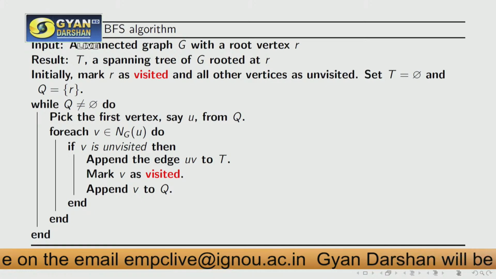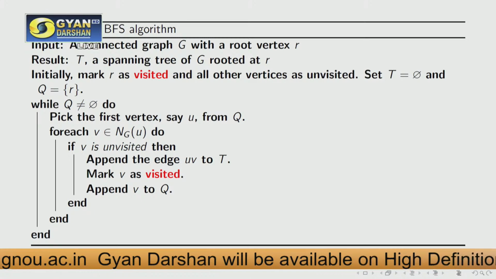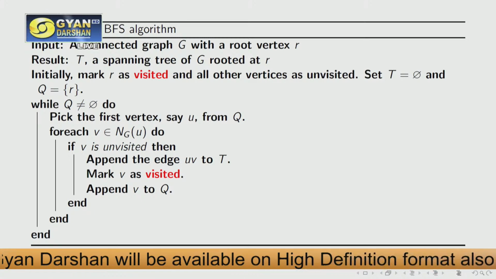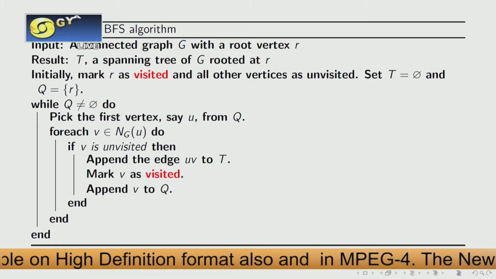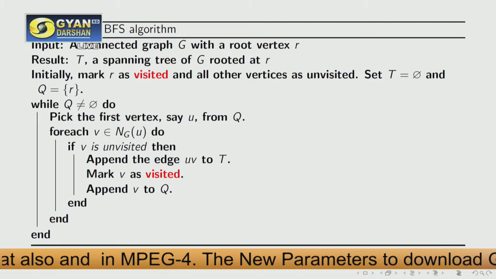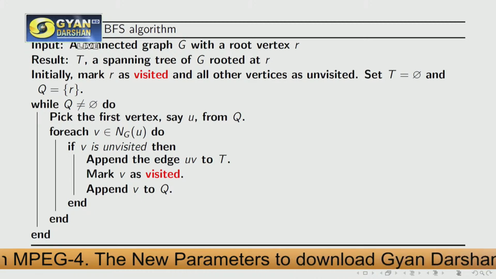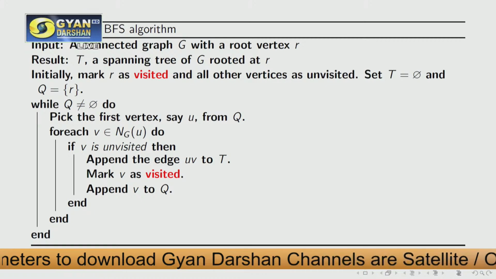So we are given a connected graph G as the input with the root vertex R, and the result will be a spanning tree of G rooted at R. Actually T just stores the edges of the spanning tree that we are going to construct. So now there are some initialization steps, and then there is a main loop.